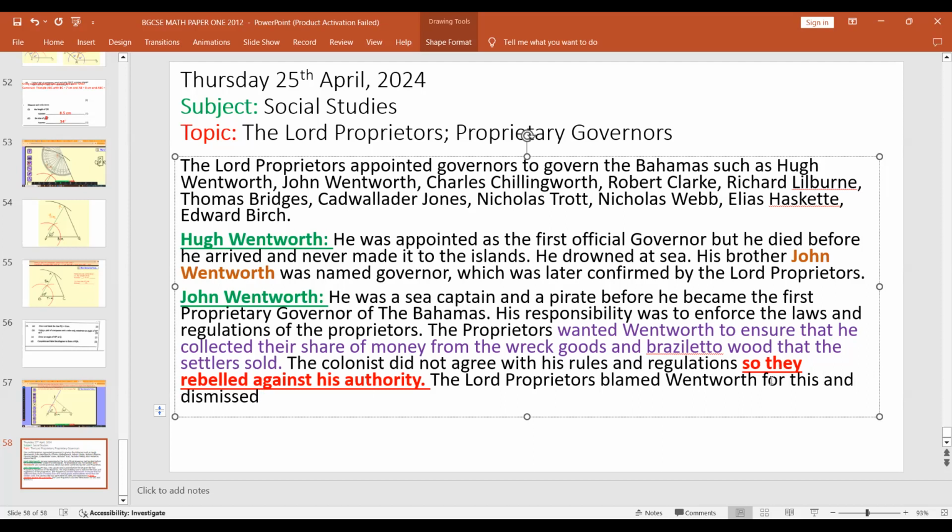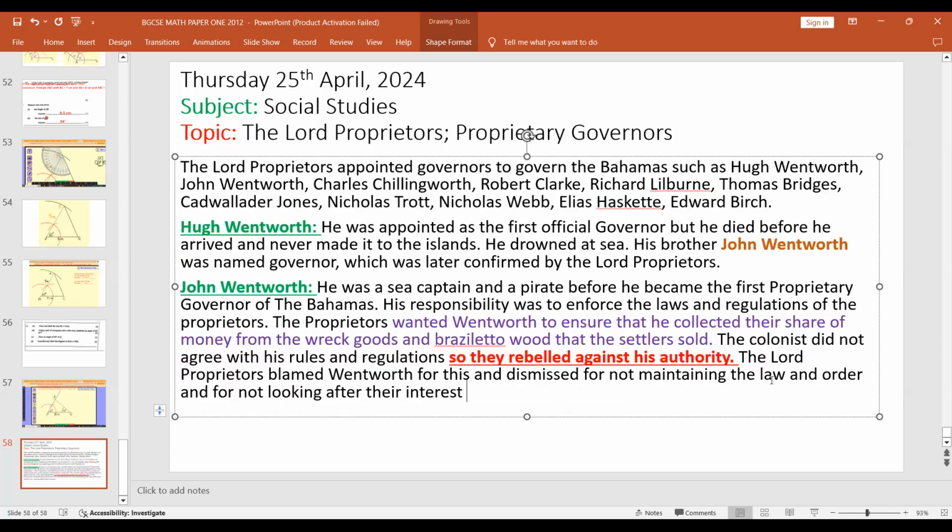That's the only reason why they blame him, so that they could make him lose his job for not maintaining the law and order, and for not looking after their interests. So they're like, we want you here to make sure that the people stay in order and to make sure we get the monies from the people. And because you're not able to do this, you could go, leave. We don't want you here.